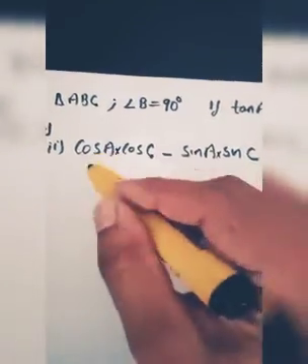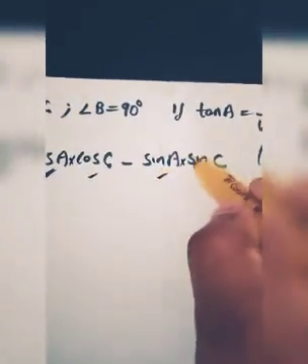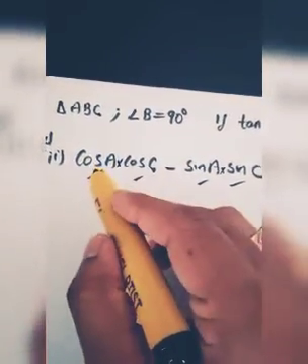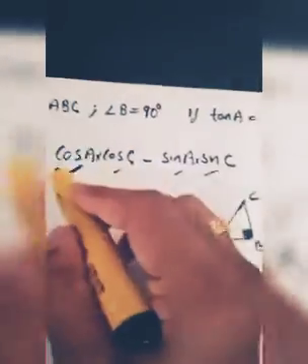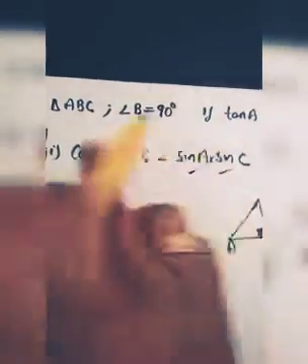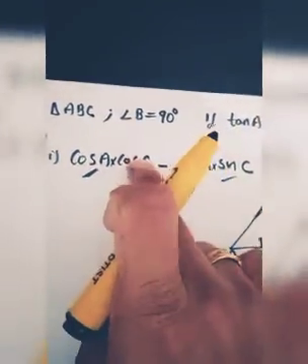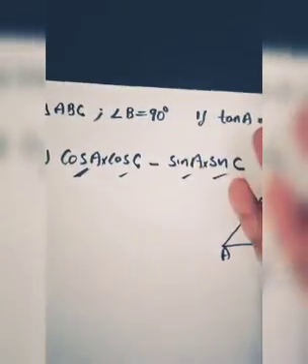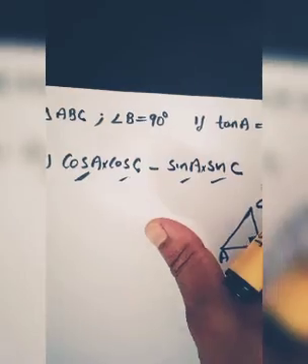In order to calculate this, we need cos A, cos C, sin A, sin C, isn't it? First of all, we are supposed to calculate the values of cos A, cos C, sin A, sin C. Then apply everything here and calculate the value. That means we need some trigonometric ratios, in short.